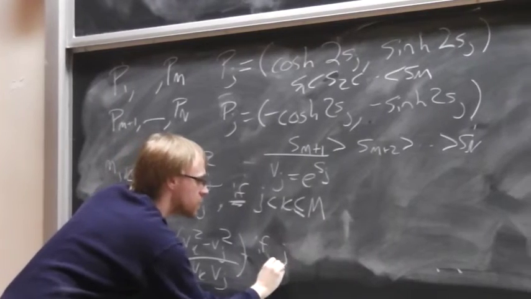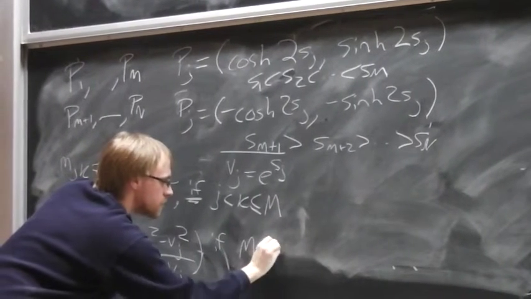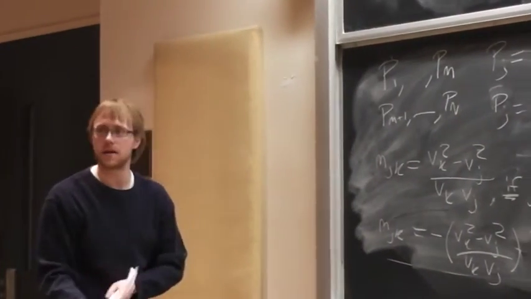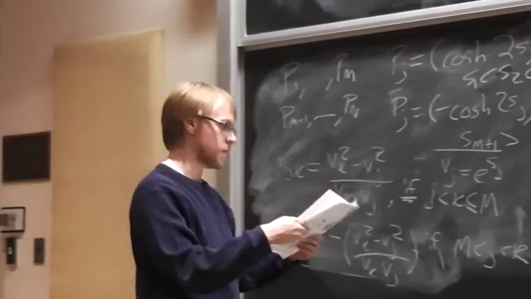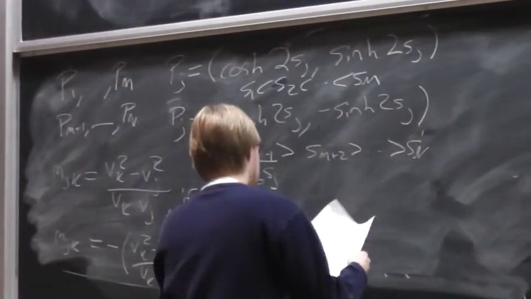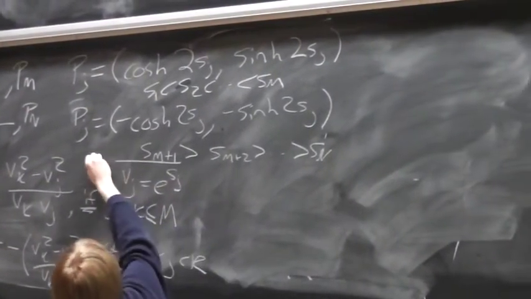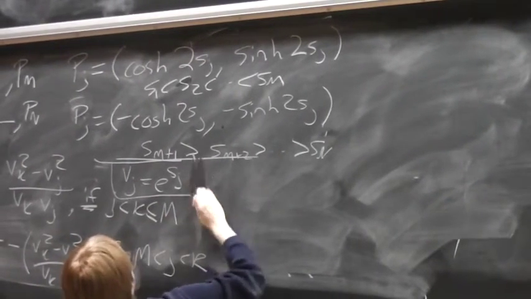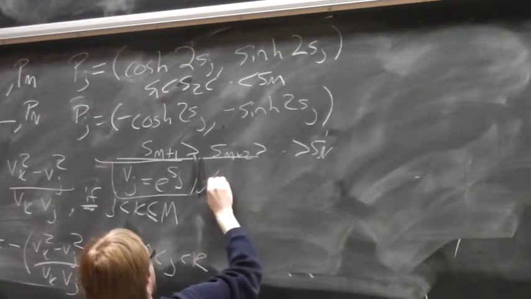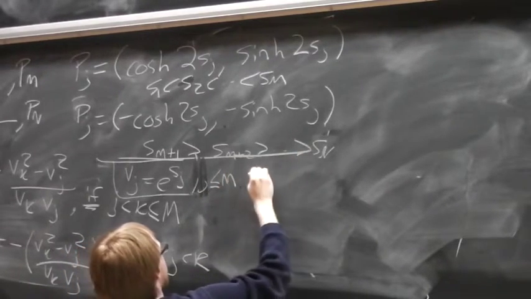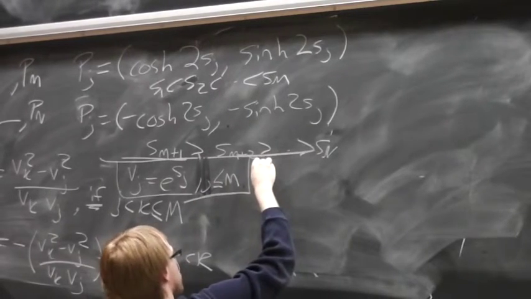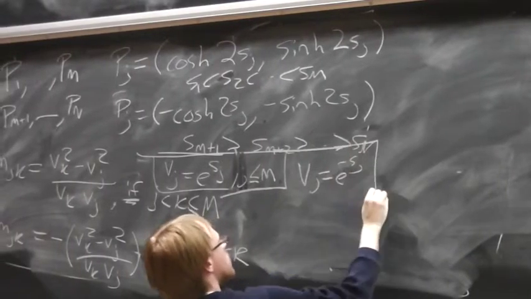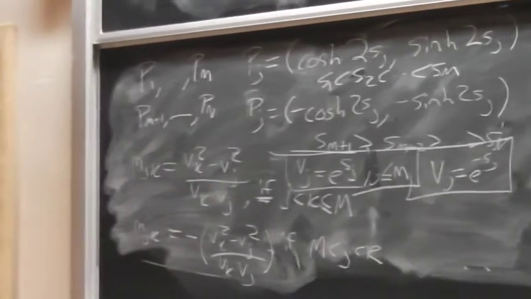So if j is bigger than m, that's two cases, and the third one is what happens if we cross over. And by the way, this Vj is for j less than or equal to m, and then if we go to the left branch, Vj is e to the minus sj, just to make things work out a little bit easier.